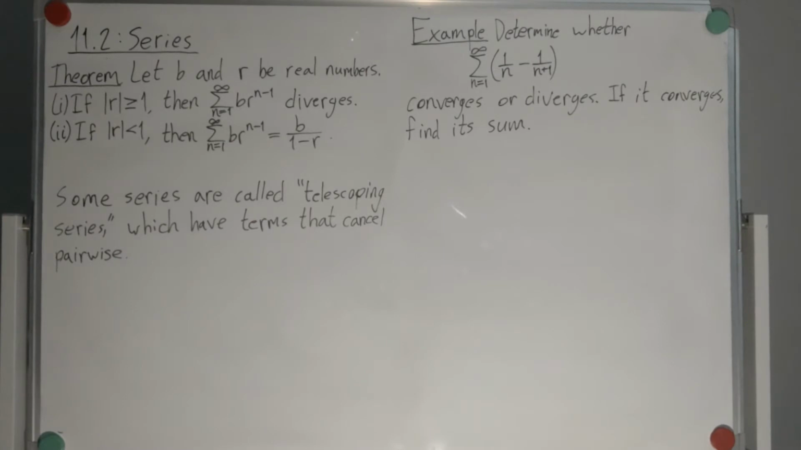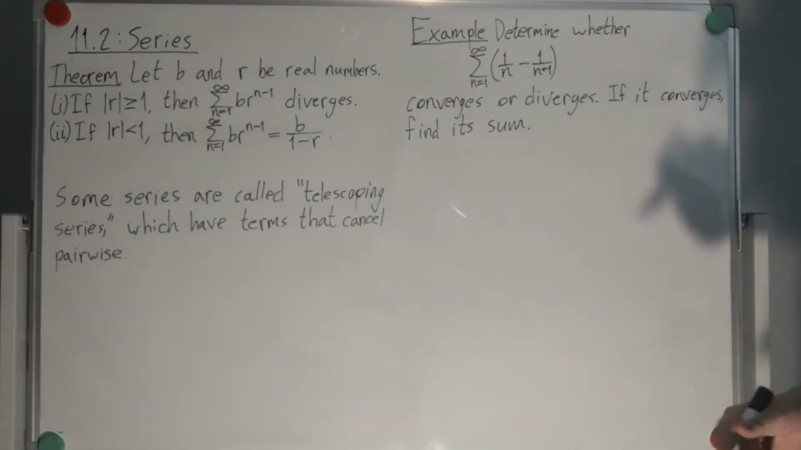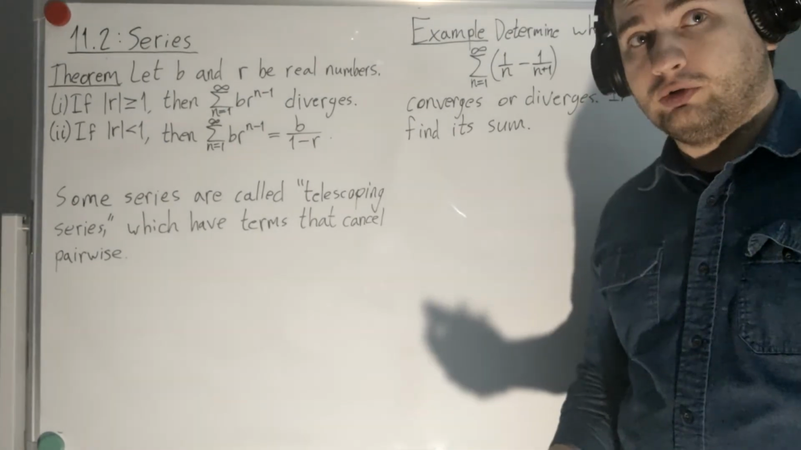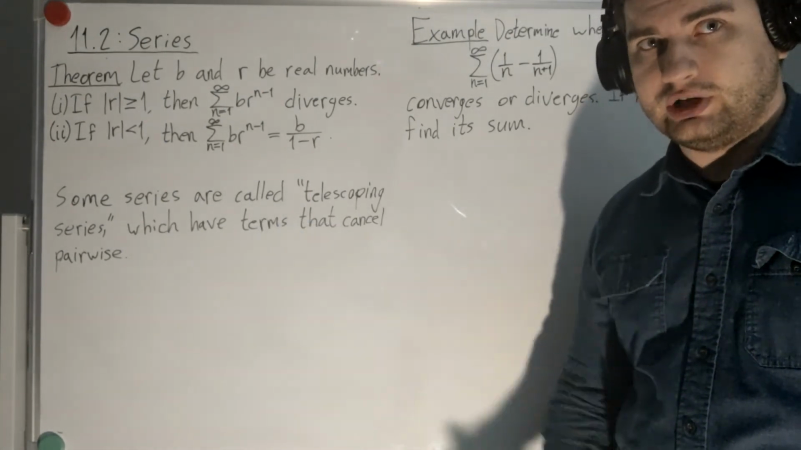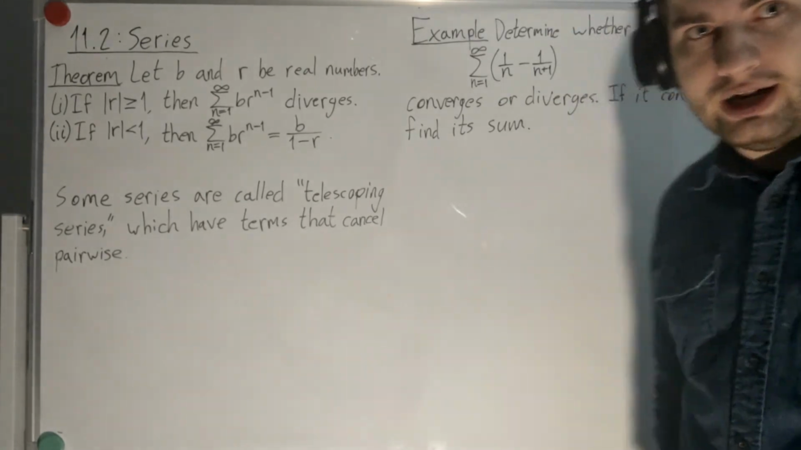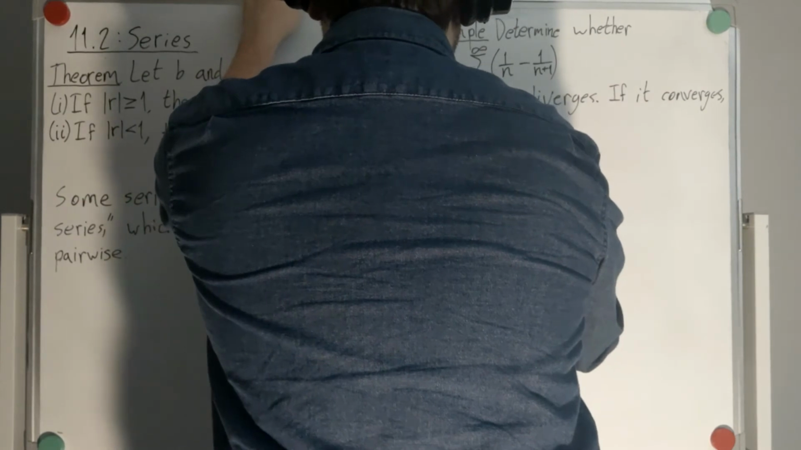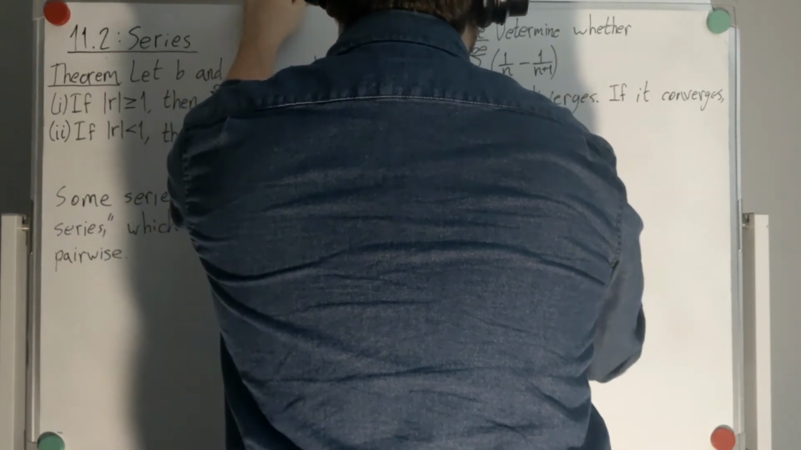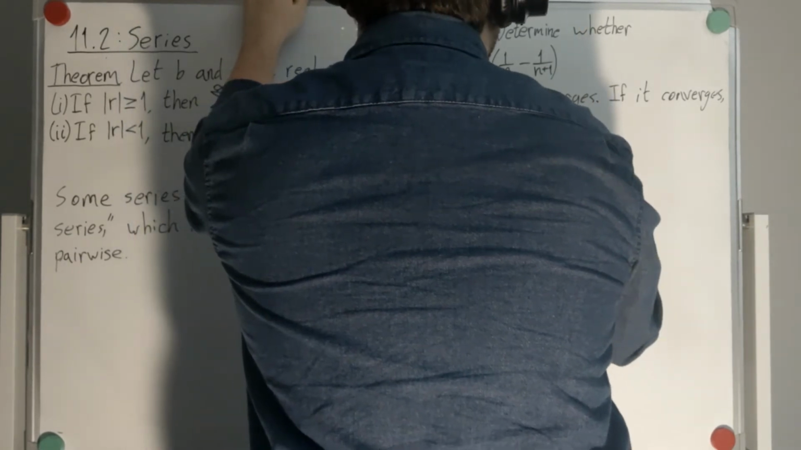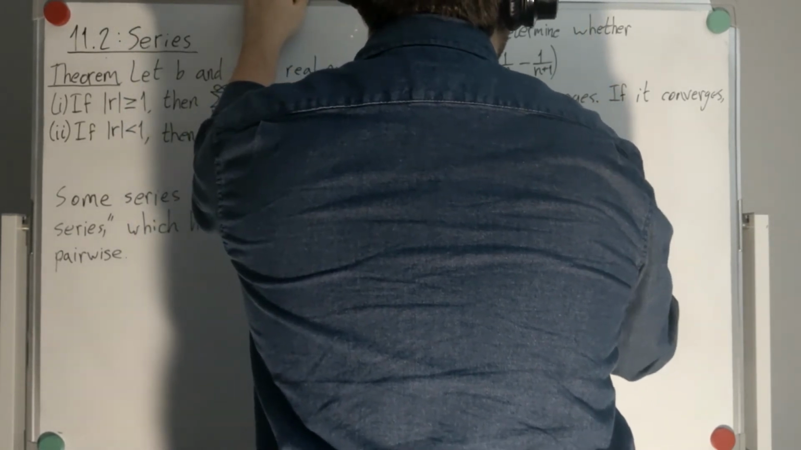So the way to handle this kind of series is we've got to write out the partial sums and see what that limit will approach. Pretty much the same as the geometric series. It's just going to have a very different behavior now. So by definition, the kth partial sum is the sum from n equals 1 up to k of 1 over n minus 1 over n plus 1.